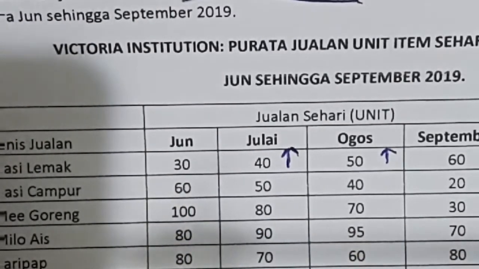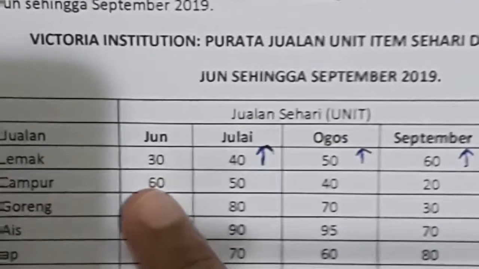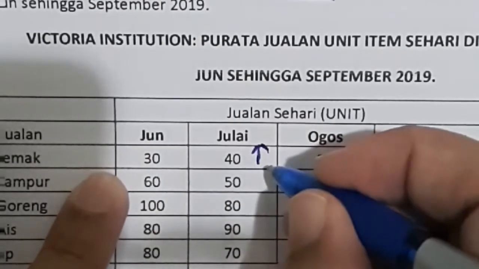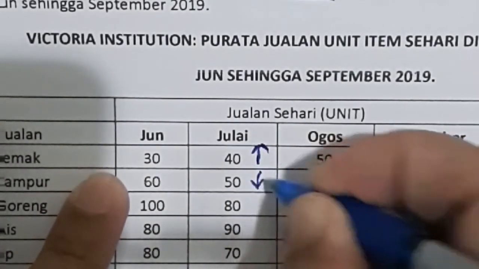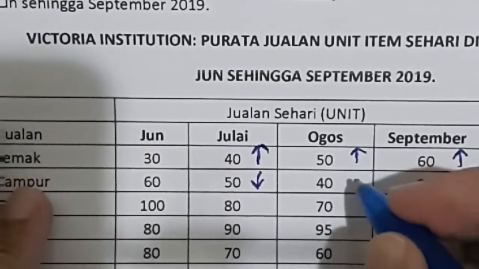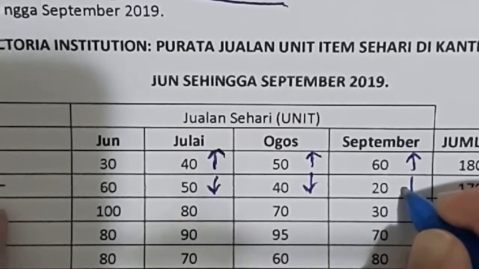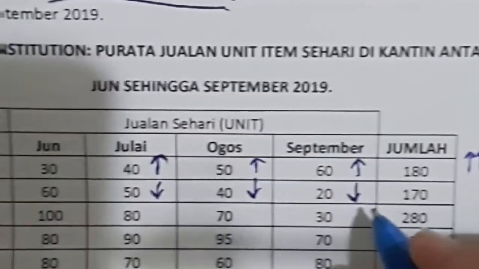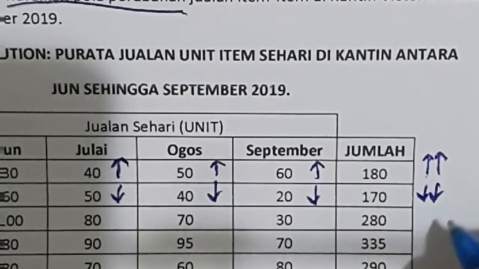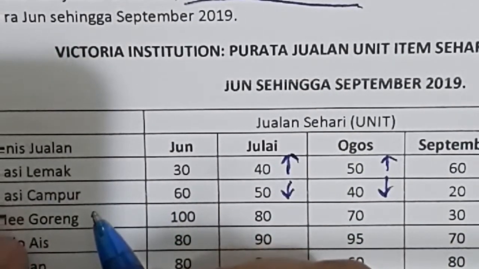Okay, the next item is nasi campur. Okay, let's see nasi campur. In June, at first it was 60 and then it went down. So we draw anak panah ke bawah. Okay, and then in August it went down some more. Tak sedap kot. Alright, so it goes down. And in September it goes down again. Alright, so there's 3 arrows going down, means pola perubahannya adalah jenis menurun. See? Meningkat, menurun. Okay, nasi lemak meningkat, nasi campur menurun.